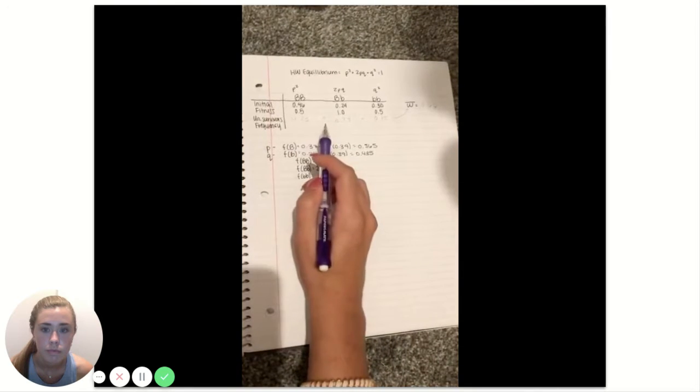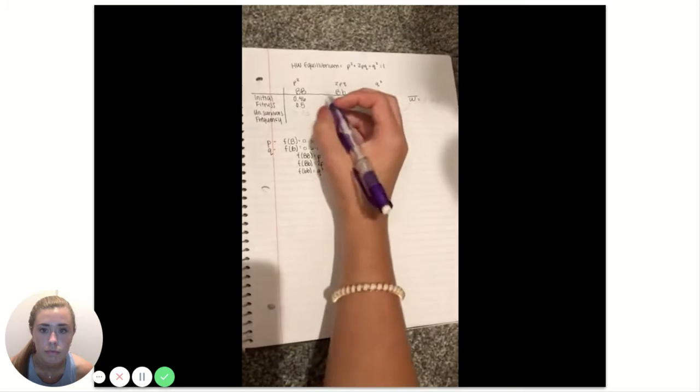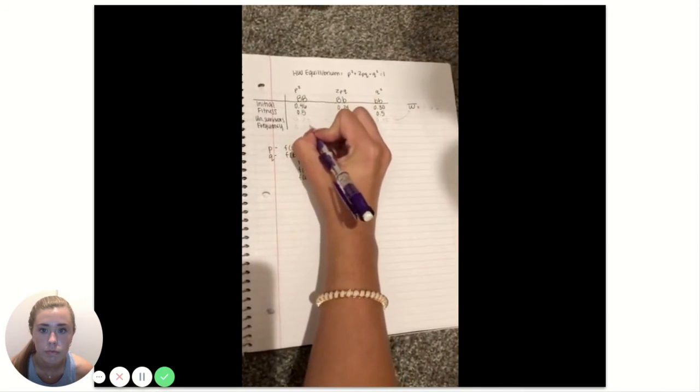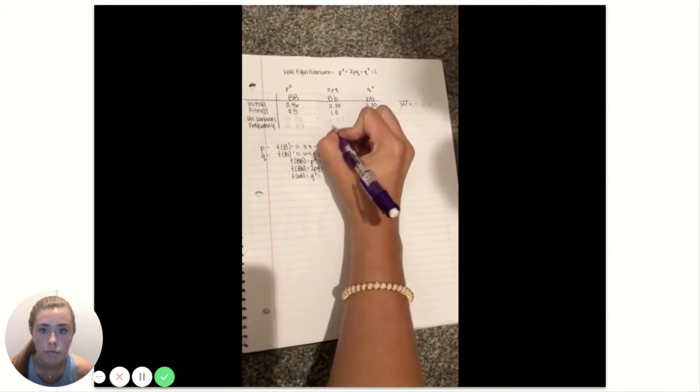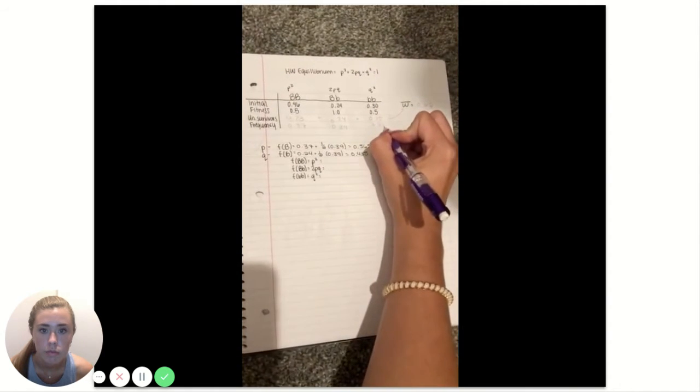This number will then be used and divided by the unadjusted survivors of each to get the frequency of each genotype in the future generation. So for big B, we have 0.37, big B, 0.39, and little b, 0.24.